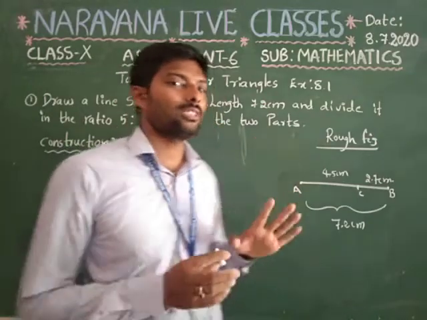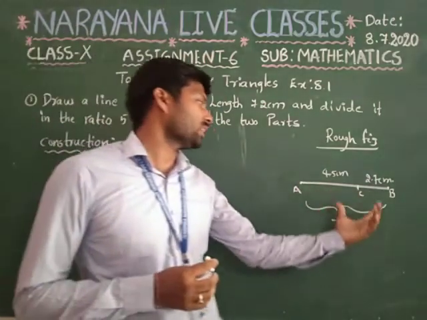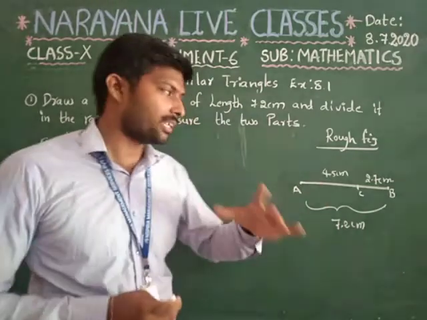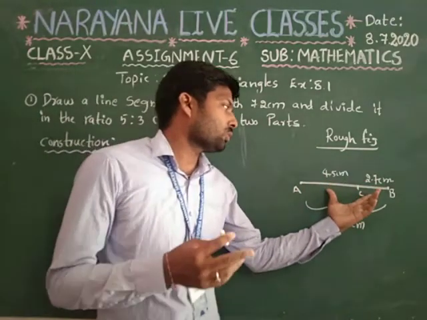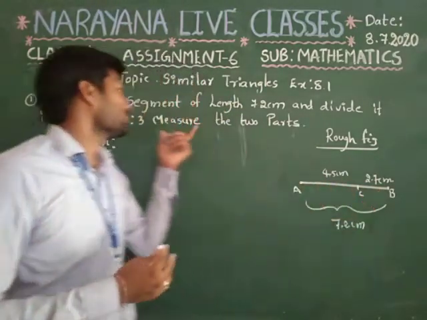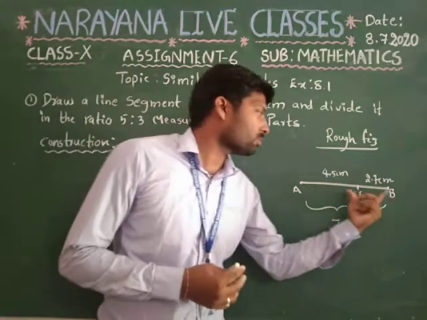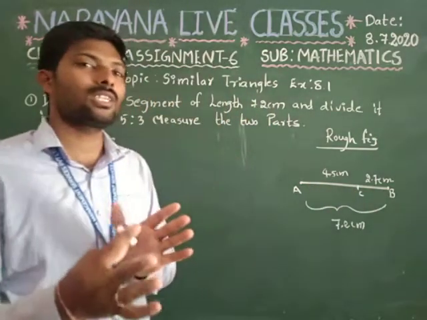In that, the first question: draw a line segment whose length is 7.2 centimeter and divide it in the ratio 5:3, and also you have to measure the two parts. What is the length of each and every part?